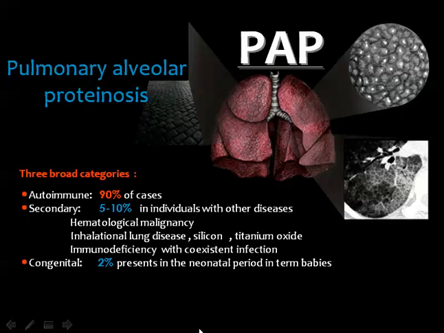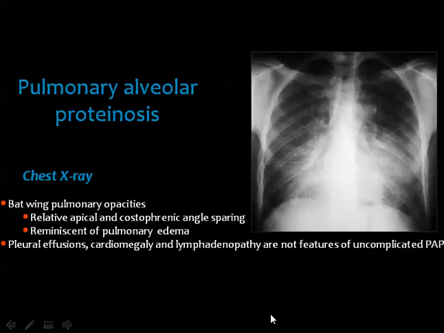Then the classic appearance of alveolar proteinosis is what is known as the crazy paving appearance. If you look at the plain X-ray of the chest, you cannot discriminate this from any other of the previously mentioned opacities like pulmonary edema, pulmonary hemorrhage, and so on.